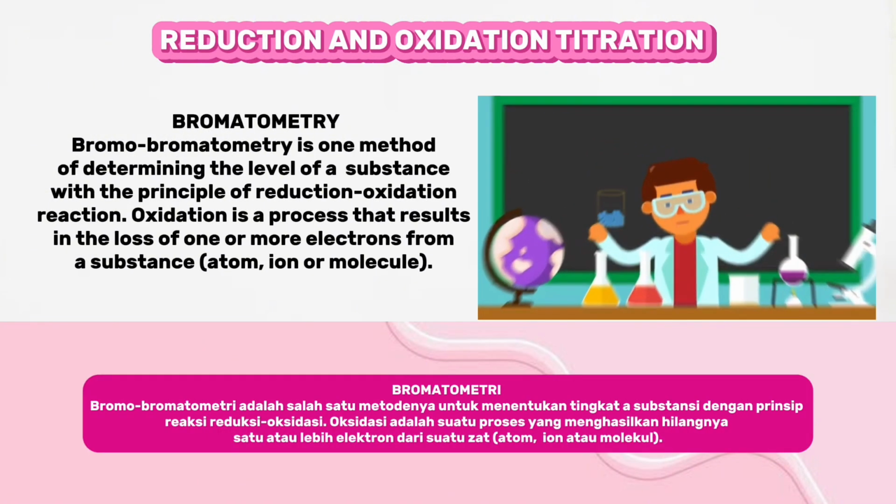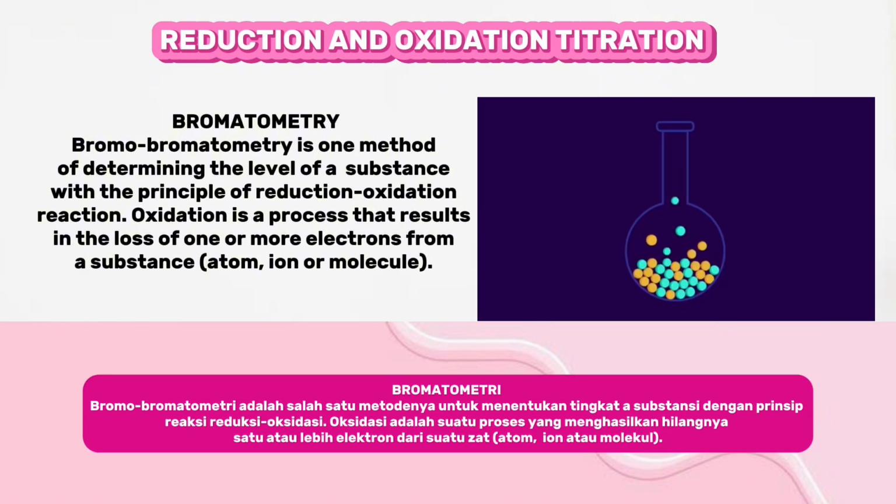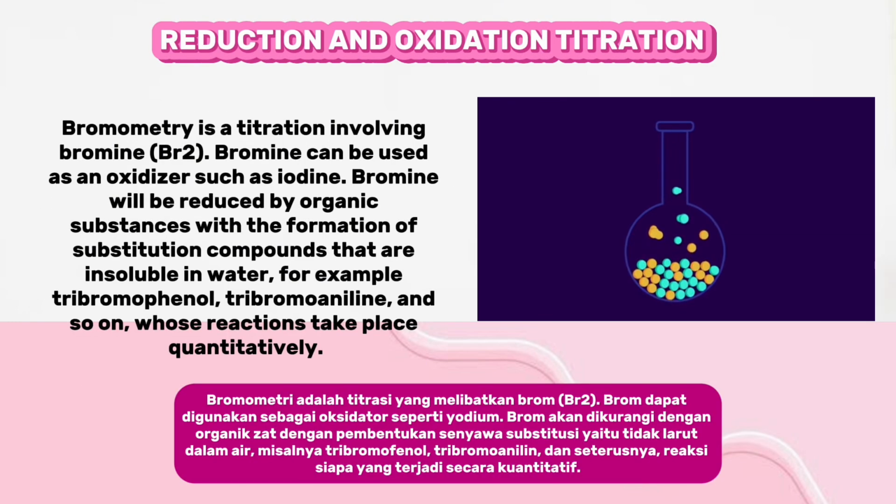4. Bromatometry. Bromatometry is one method of determining the level of a substance with the principle of oxidation-reduction reaction. Oxidation is a process that results in the loss of one or more electrons from a substance, atom, ion, or molecule. Bromometry is a titration involving bromine. Bromine can be used as a reagent like iodine. Bromine will be reduced by organic substances with the formation of substitution compounds that are insoluble in water, for example tribromophenol, tribromoaniline, and so on. The reaction takes place quantitatively.